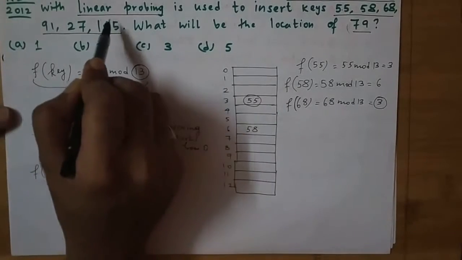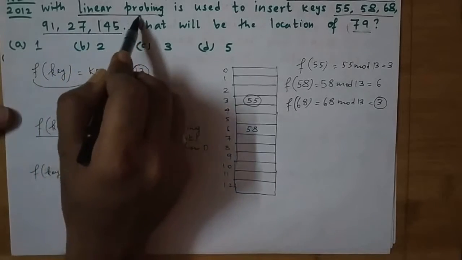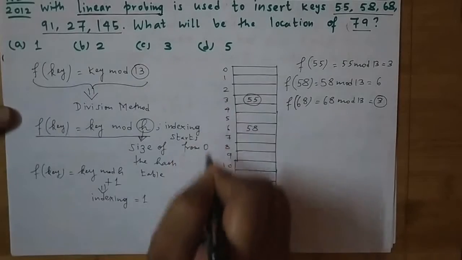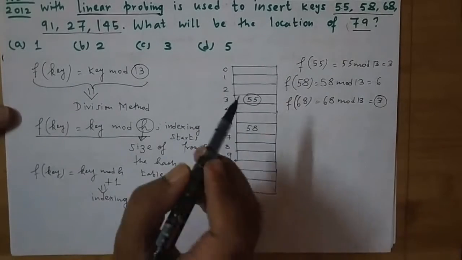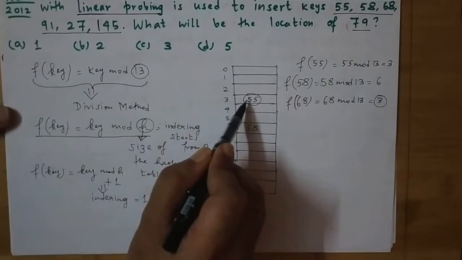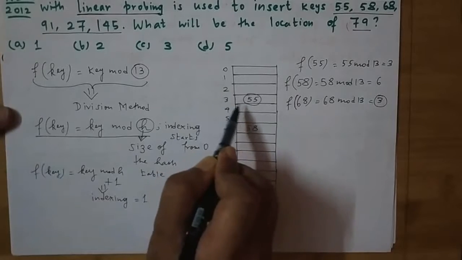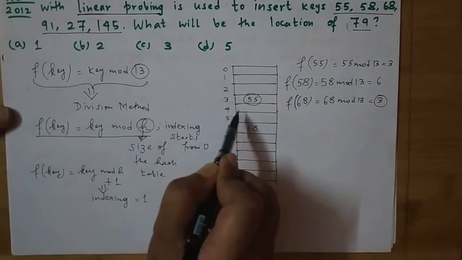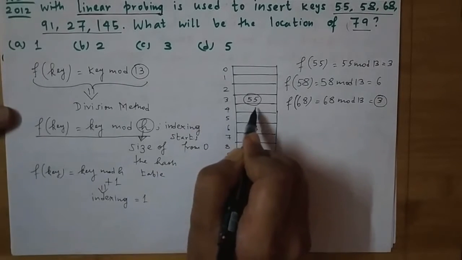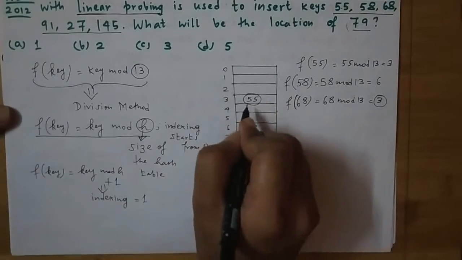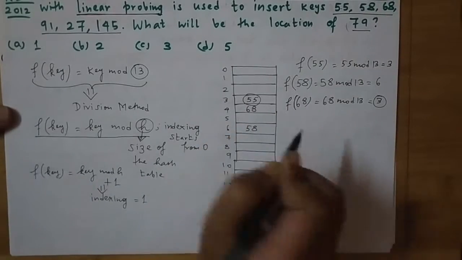It has been given in the question that to resolve collision we will use linear probing. Linear probing assumes the hash table to be circular in nature, and it will look into the next location from the point of collision. The point of collision is index 3, so the next index is 4. We see whether index 4 is empty, and we find that it is empty. As a result, 68 will be mapped to index 4.